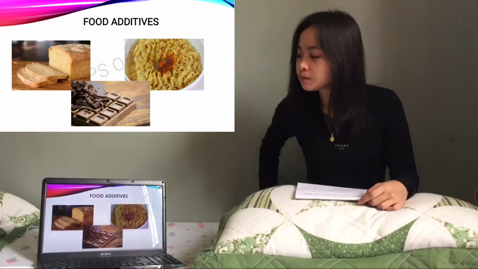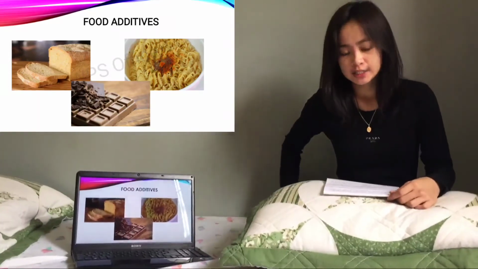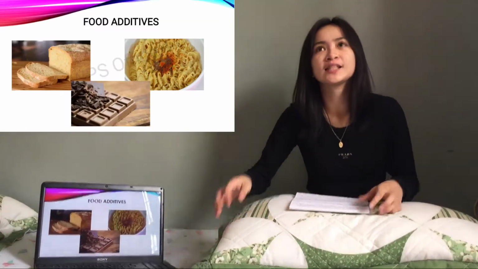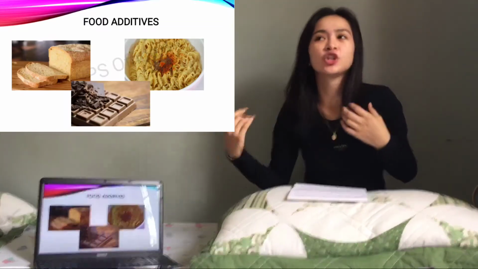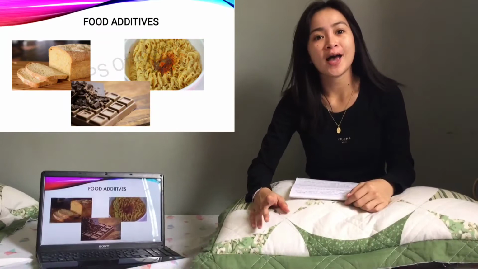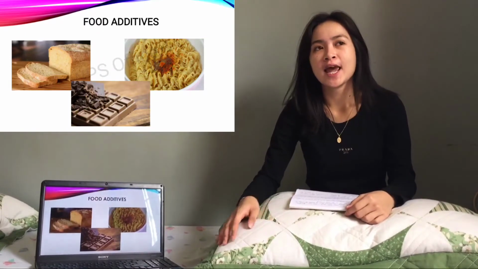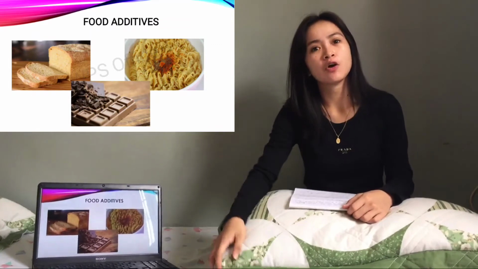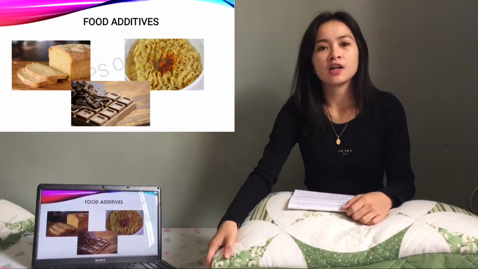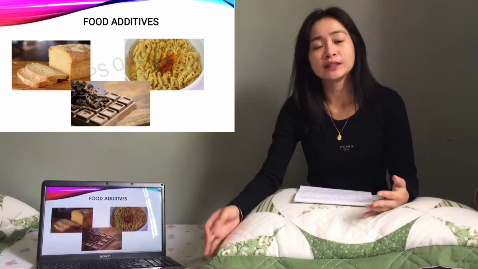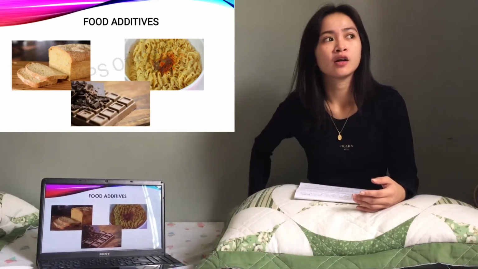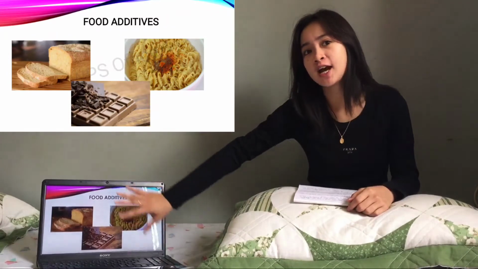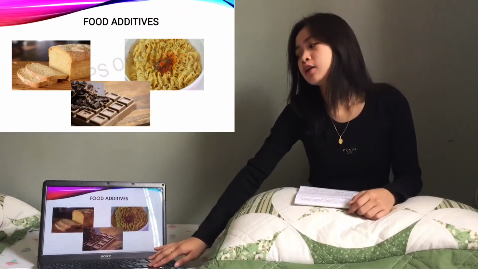So for the third picture, it is chocolate. Chocolate is also part of food additives because chocolate has a lot of texture and ingredients, especially cocoa and sweetness. And it is better not to eat lots of sweets because it can cause diabetes. So yeah, let's avoid this kind of food.